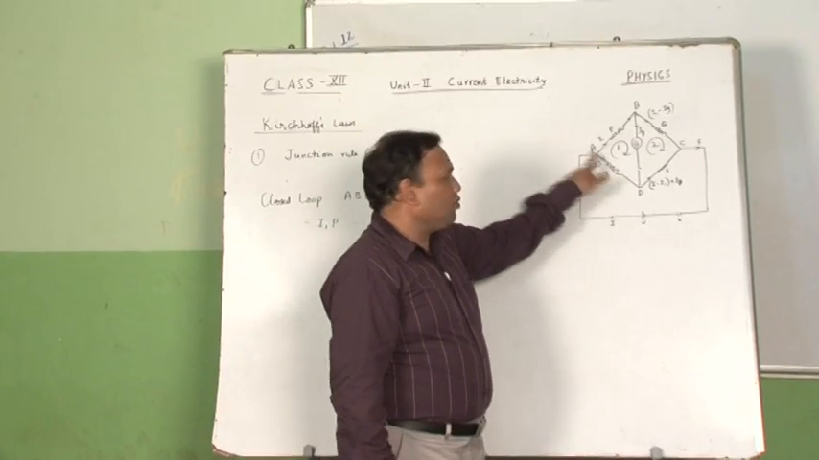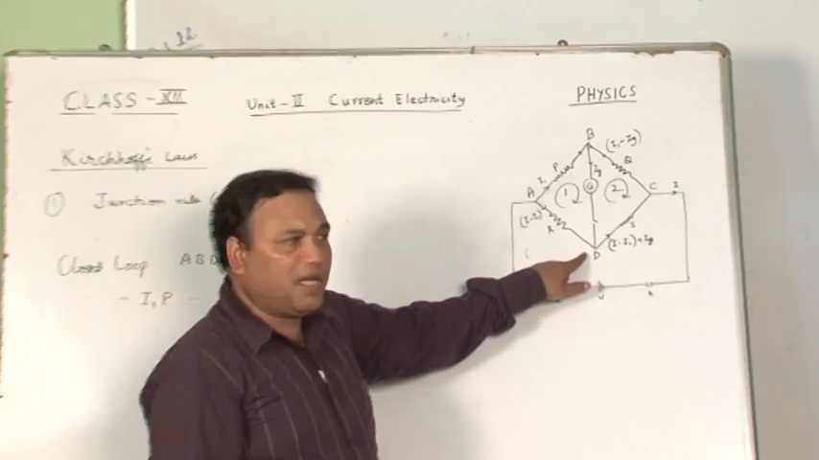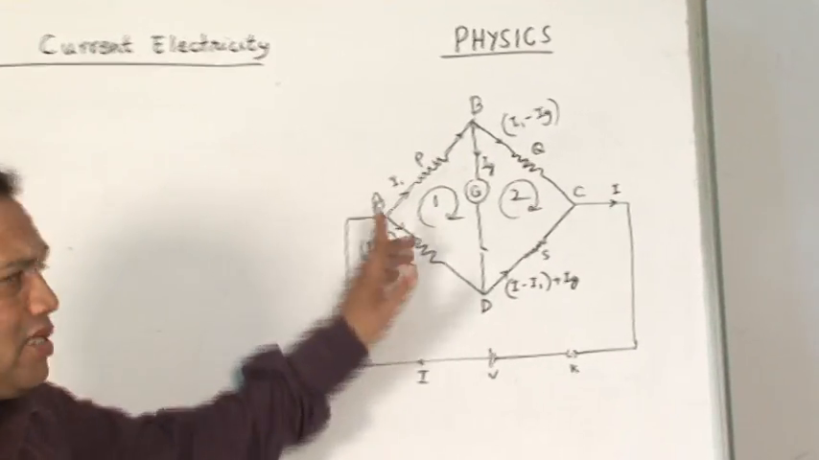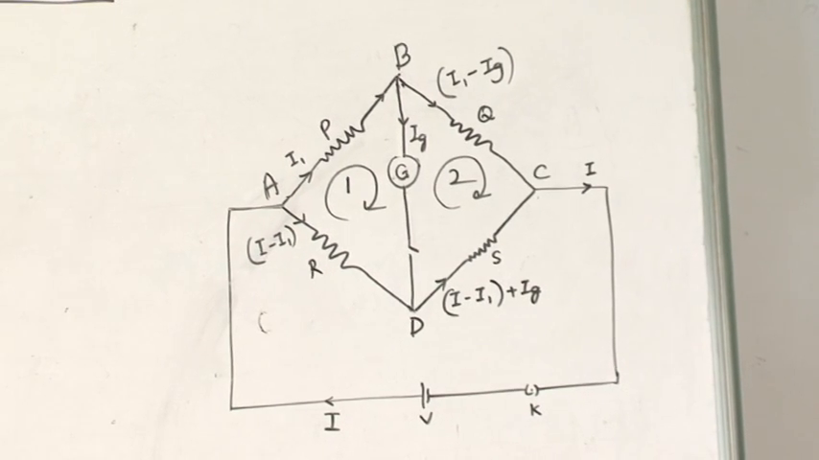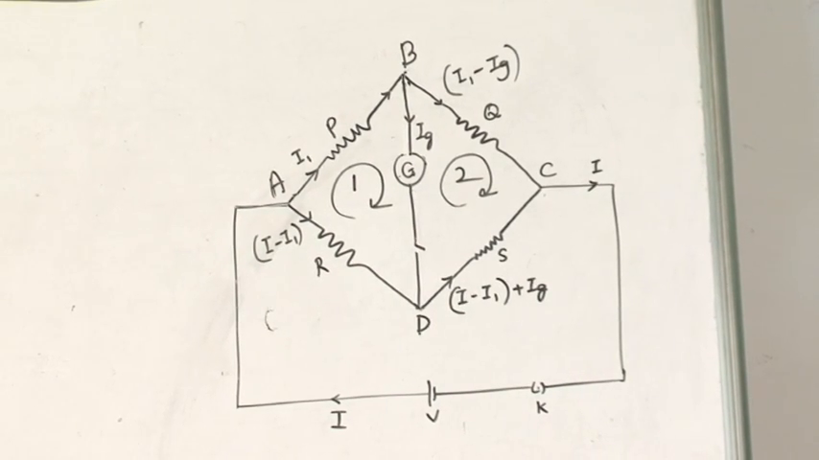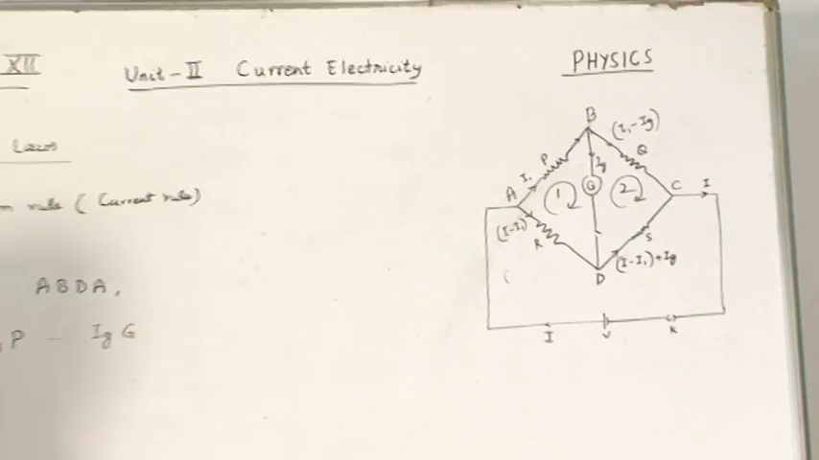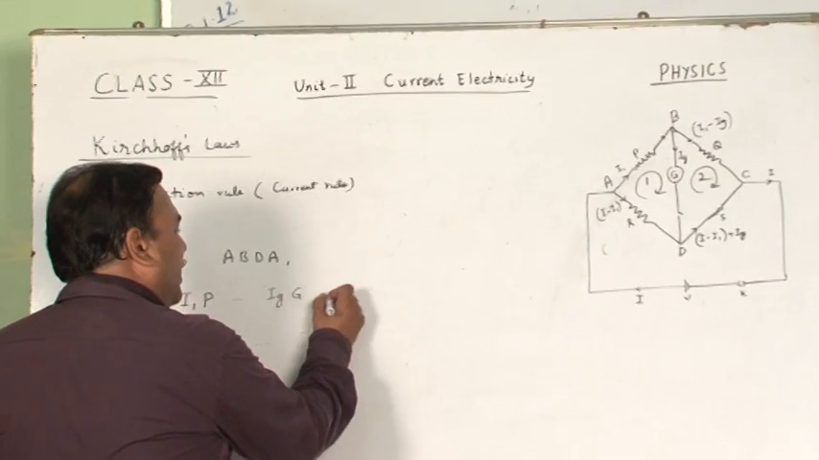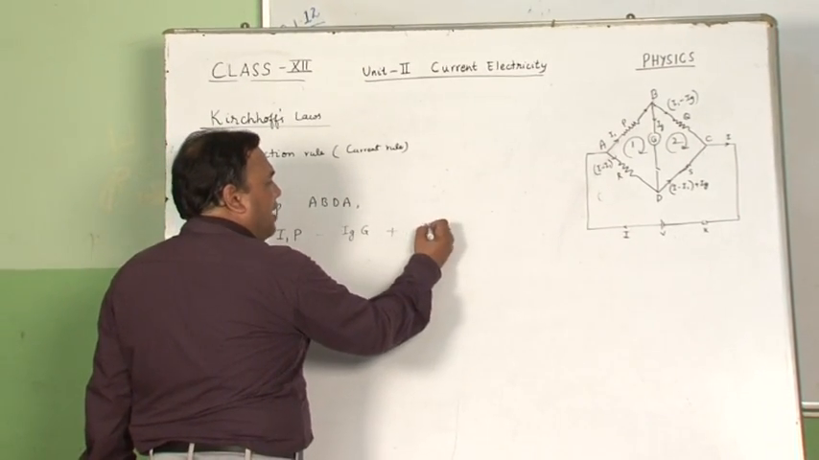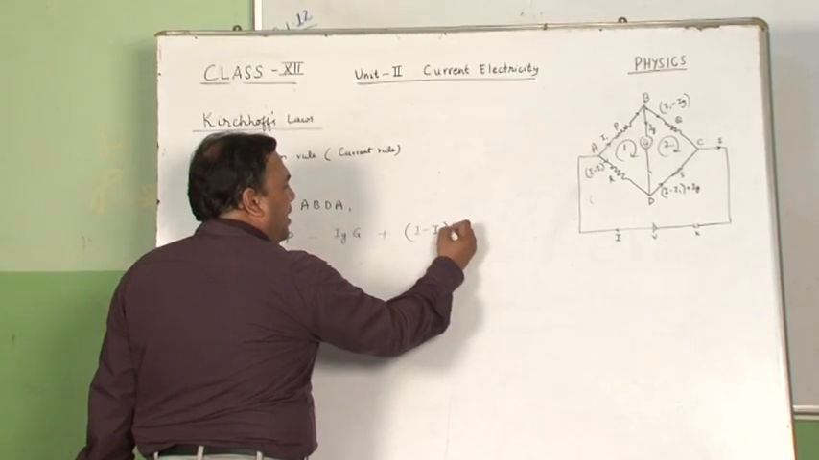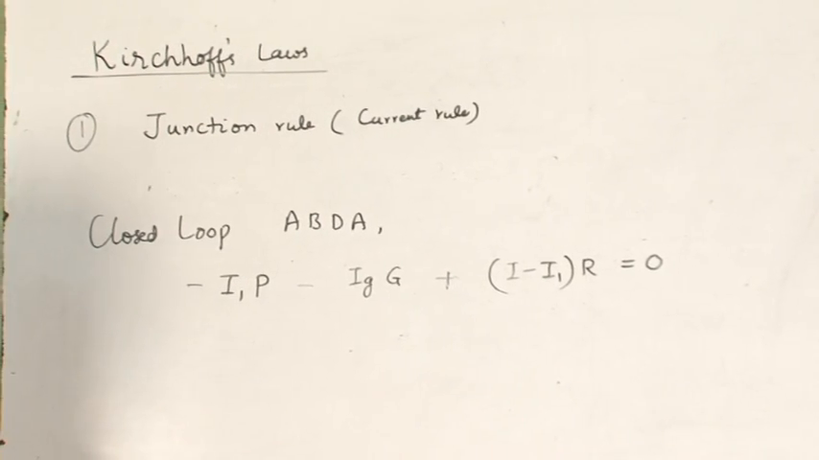Now, when you go from D to A, the current is coming in the opposite direction. Therefore, point D is at low potential and point A is at high potential. Since you are going against the direction of current, from low potential to high potential, we have to take the product of current and resistance as positive, because you are going in the direction of increasing potential. Therefore, increasing potentials are taken as positive. So here I write plus I minus I1 multiplied by R, and it must be equal to 0. This is what Kirchhoff's second law says.